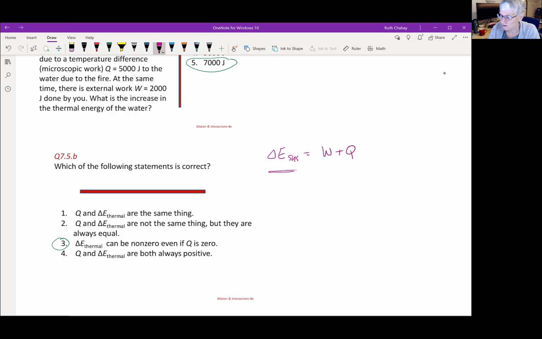And so they're not the same thing, and they're not always equal, and they're not always positive, because energy can flow either way. Something can lose thermal energy or gain thermal energy. Energy can be transferred into the system or out of the system due to a temperature difference. So this is important.